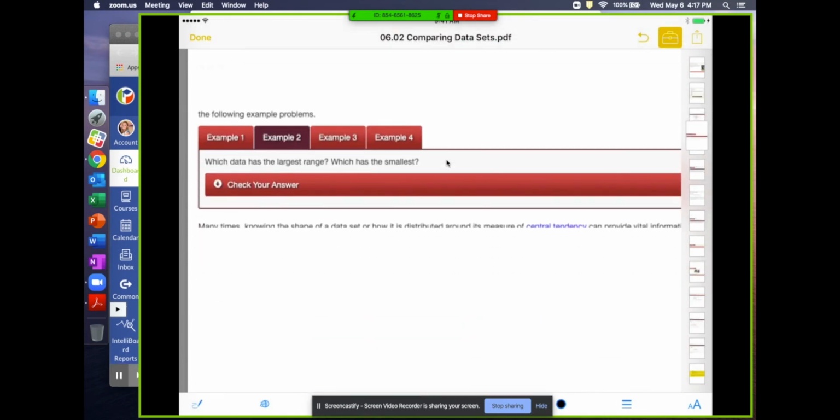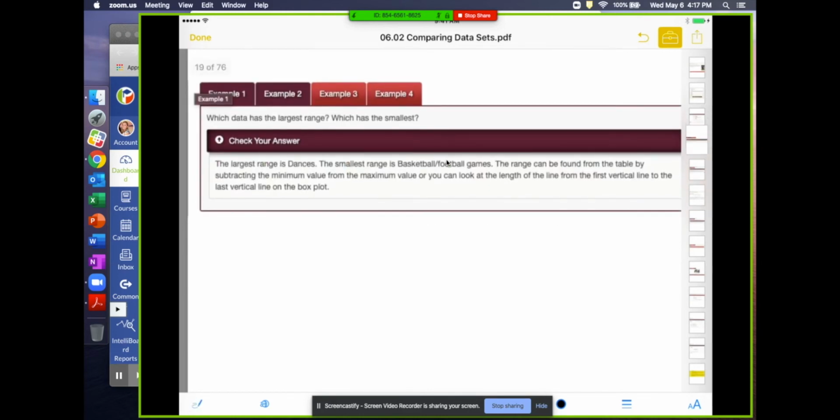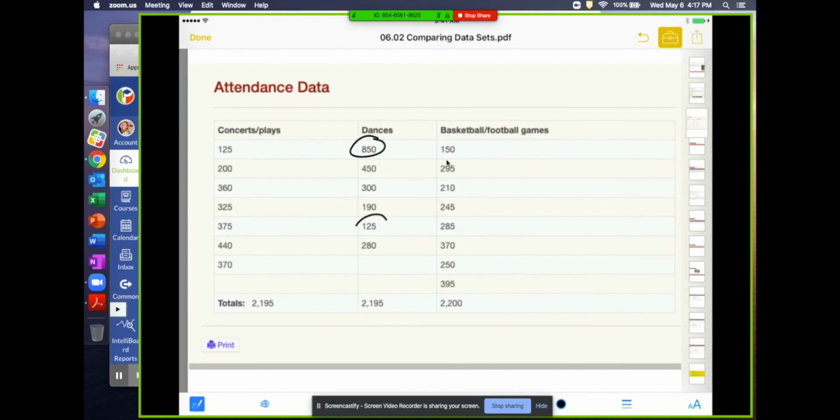So example number 2 says which data has the largest range. If we take a look back at the data, it's going to be dances because you go from 850 to 125. Range is going to be your largest number to your smallest number, subtracting them. So dances definitely has the largest range. If I look at concerts and plays, we go from, well, that should be 440 to 125.